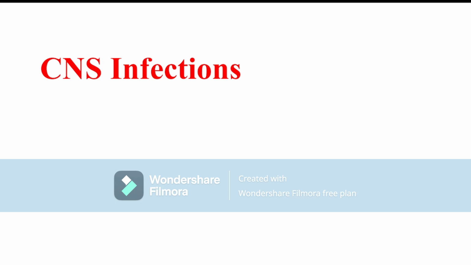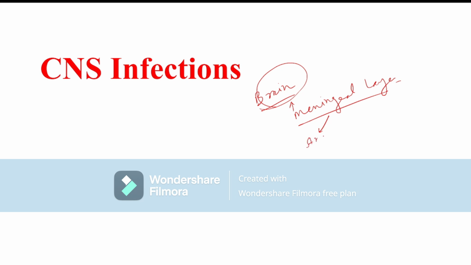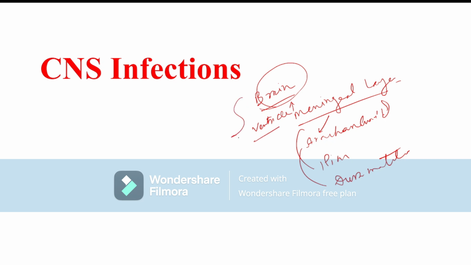As we know, the CNS is made of the brain, that means the brain parenchyma, and the brain parenchyma is covered by a layer which is called the meninges. This meningeal layer contains three layers: one is arachnoid matter, one is pia matter, one is dura matter. And inside the brain parenchyma there is the presence of ventricles. So any infection in this area is called CNS infection.